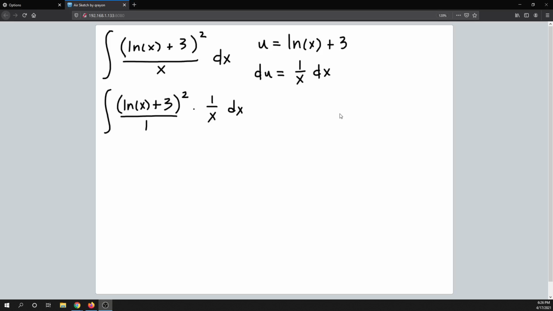Now we can go ahead and do that. ln of x plus 3 quantity squared is going to be u squared over 1. And then 1 over x dx is exactly the same as du. So I can replace 1 over x dx with du. You can see how that works perfectly here.